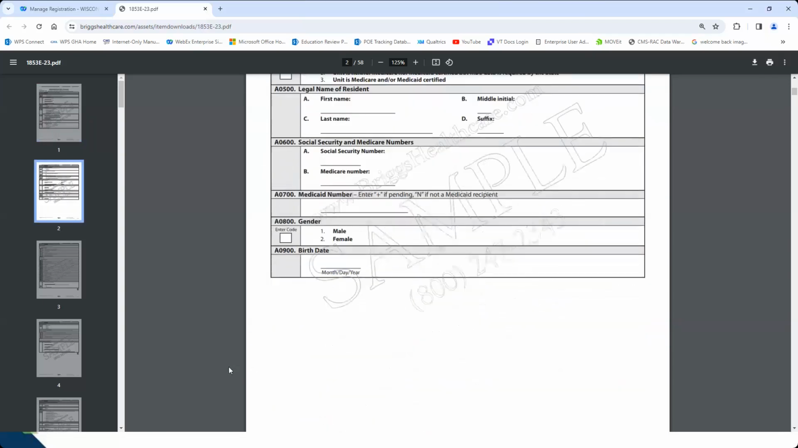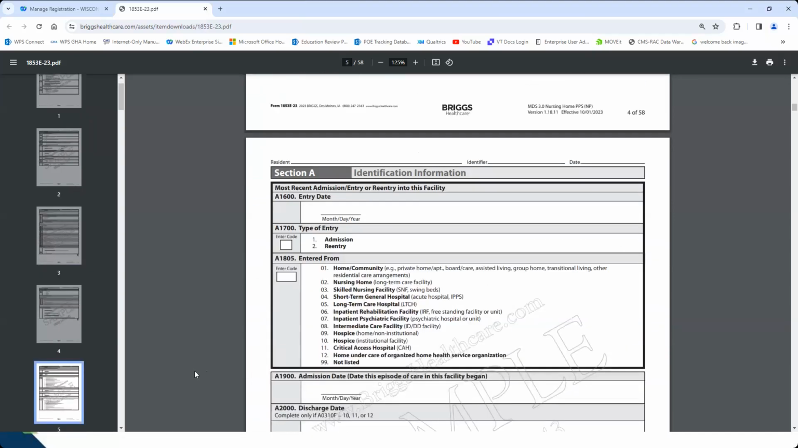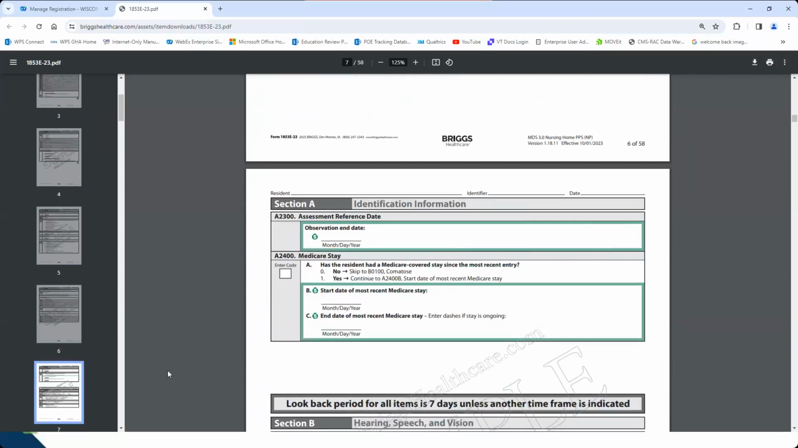So as we scroll down, we'll come to another section under A. I'm trying to scroll slowly so as not to affect your eyes. Down here, we get into section A2300, and you can see that it starts asking information about the patient's hospital stay. That's important to know because if the patient did not have a qualifying hospital stay, then Medicare is not going to pay for a Part A skilled nursing facility stay. So we have to verify that that patient has had that qualifying hospital stay.